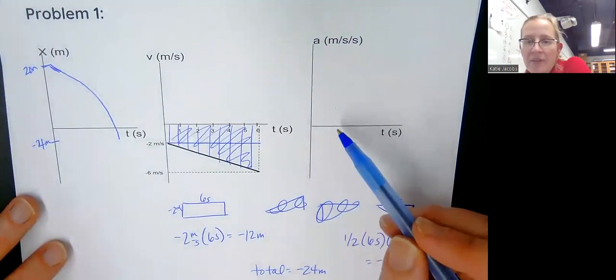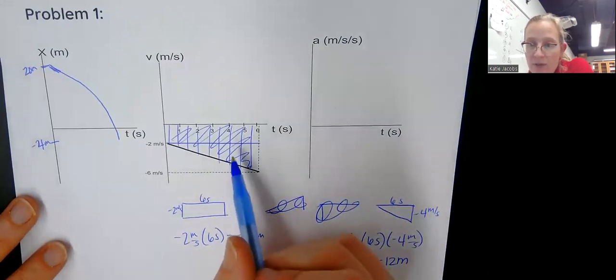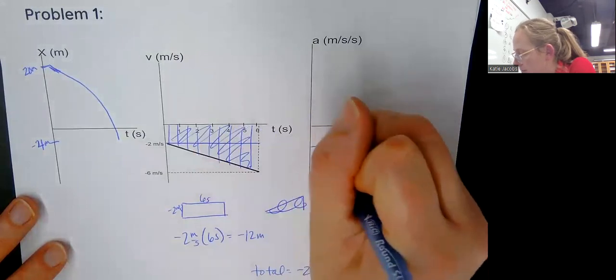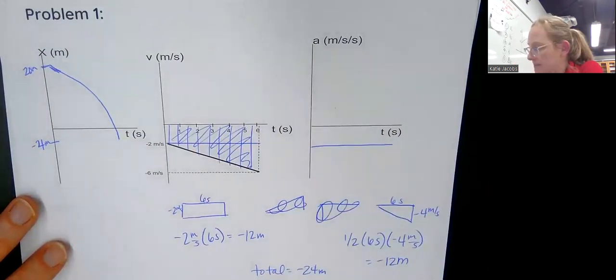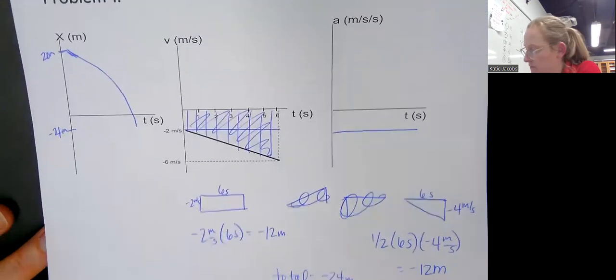The acceleration graph has nothing to do with the displacement, really. The acceleration graph is the slope of the velocity graph, and that's from the previous tutorial video. So that's a negative slope. That's my straight line. Okay, let's do one more practice problem.